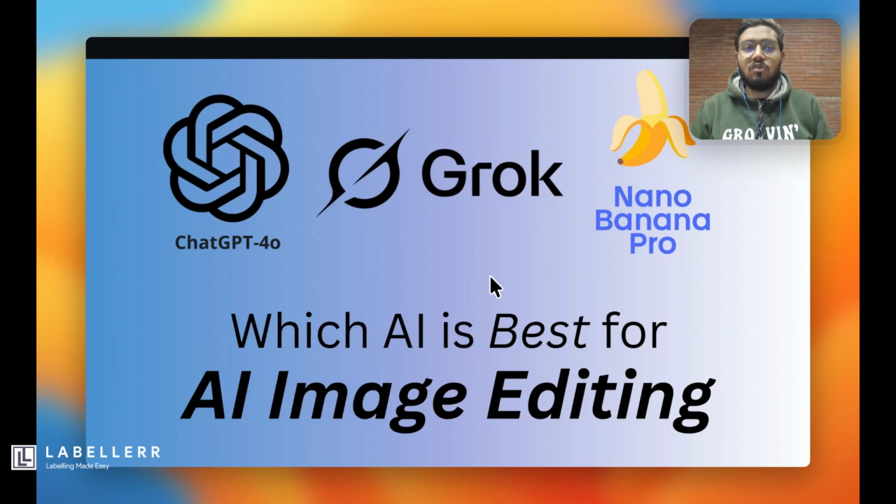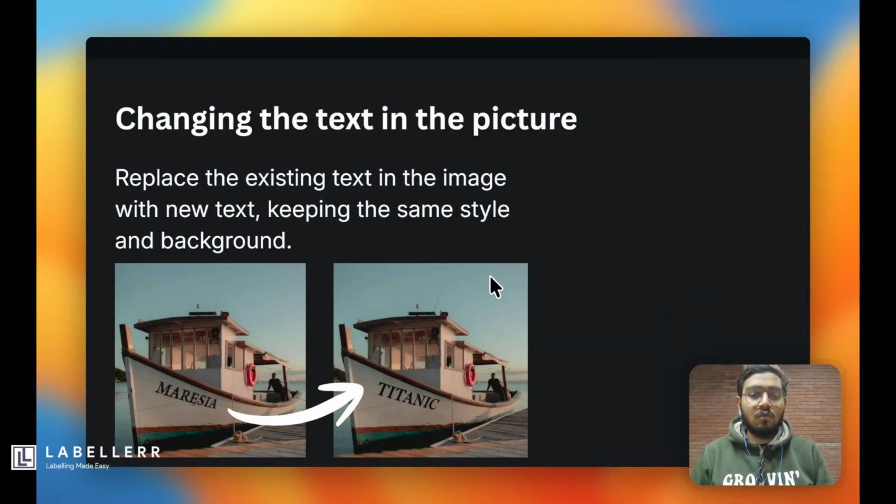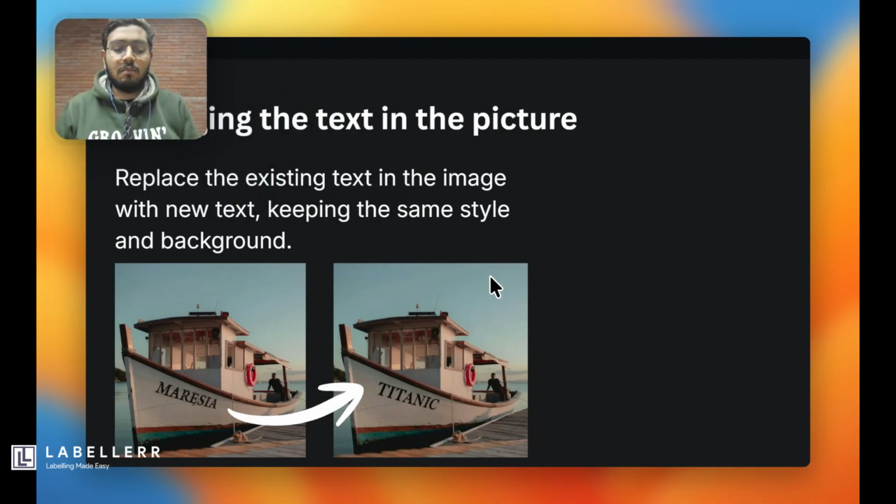So in this video, we are going to see the top 3 use cases and compare which model performs best in those use cases. Our first use case is changing the text in the picture. It's a very common use case. We all need a model which removes a specific date and in its place adds another date in documents or other values. So it helps in document manipulation or anything else in which you want to remove specific text and add your own text. So we will see which model performs best: Grok, ChatGPT, or Nano Banana Pro.